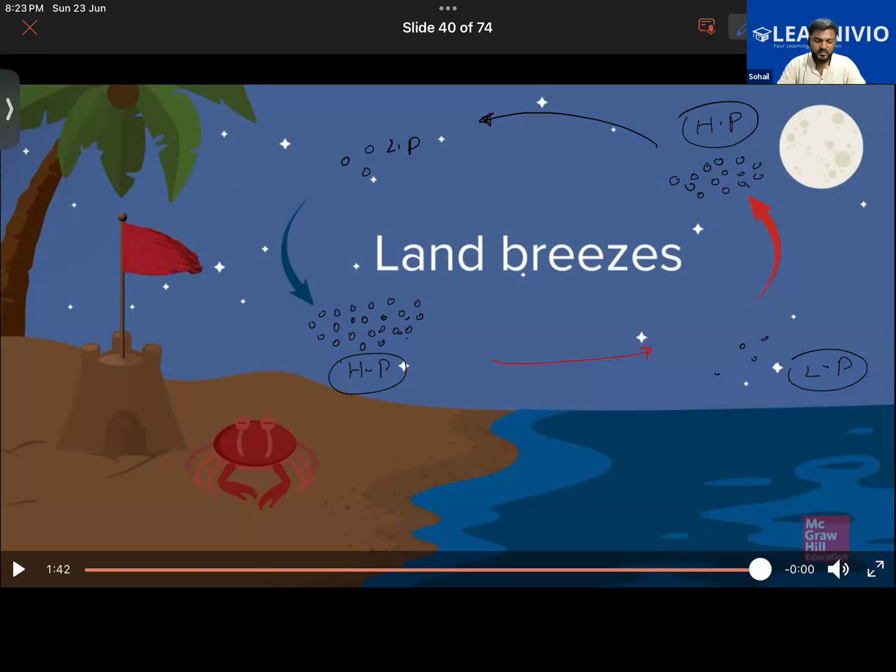See, there are more molecules in the cold air now. I mean to say that basically, when the air is cold, it will be descending down. It will descend towards the ground, wherever there is space available.